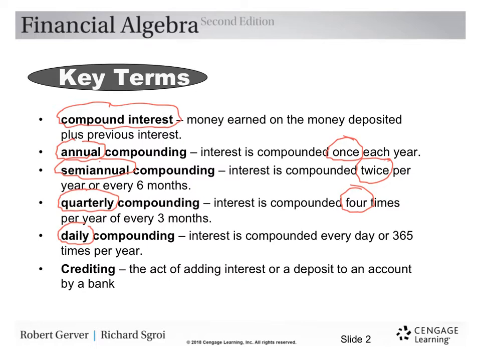This is where interest is compounded every day, or in other words, 365 times a year, or during leap years, as 2020 was, 366 times a year. And lastly is the term crediting. This is the act of adding interest or a deposit to an account by a bank. So basically, they're adding it to your statement, if you will.